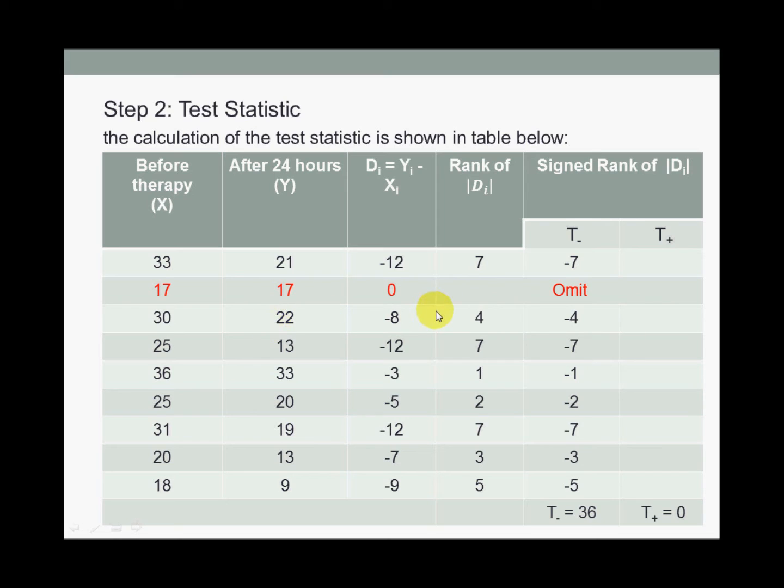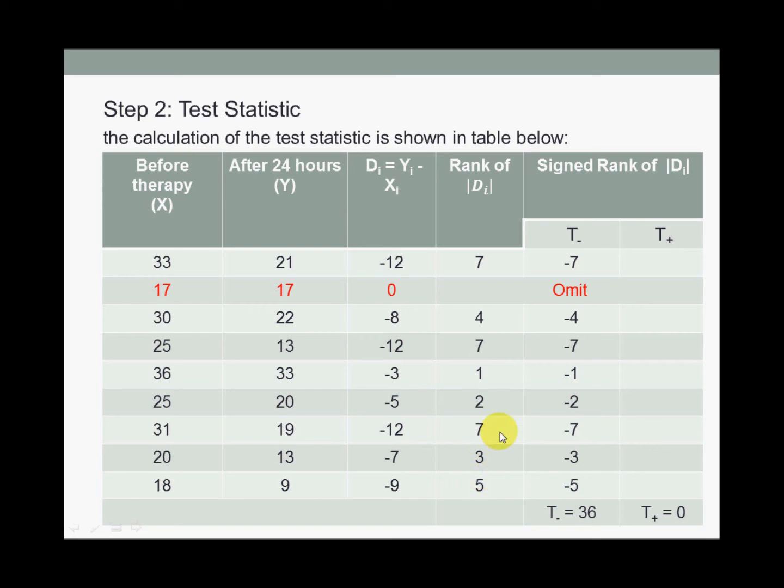After that, we continue with finding the rank of absolute di. The rank starts from the smallest to the largest. In this case, 3 is the smallest and becomes the first rank, followed by 5 the second rank, and 7 the third rank, and so on.